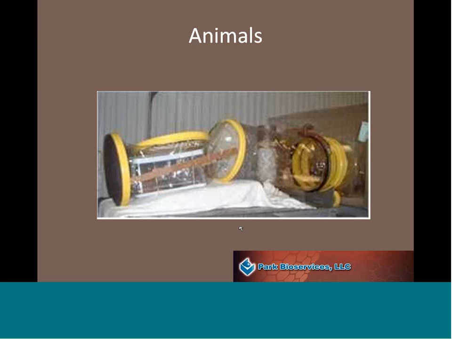So animals, and that's again where we come into an area where you have to monitor lead time and make sure everything else is in place, and then get the animals in.